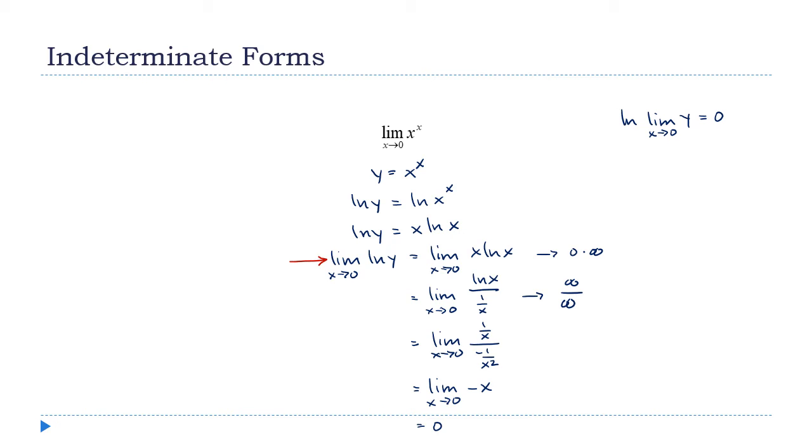Okay, now convert this to the equivalent exponential form. e to the 0 equals the limit as x approaches 0 of y. But now remember what y is. y is x to the x. So this is the limit as x approaches 0 of x to the x equals e to the 0, which is 1. And that's it. There's our answer. We just had to do this weird little trick.